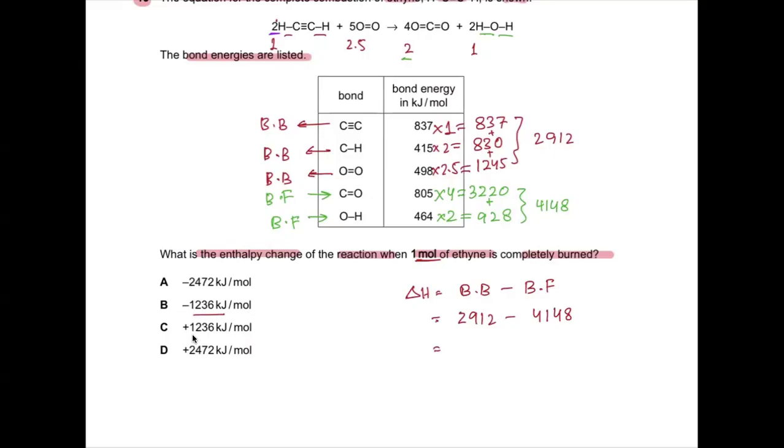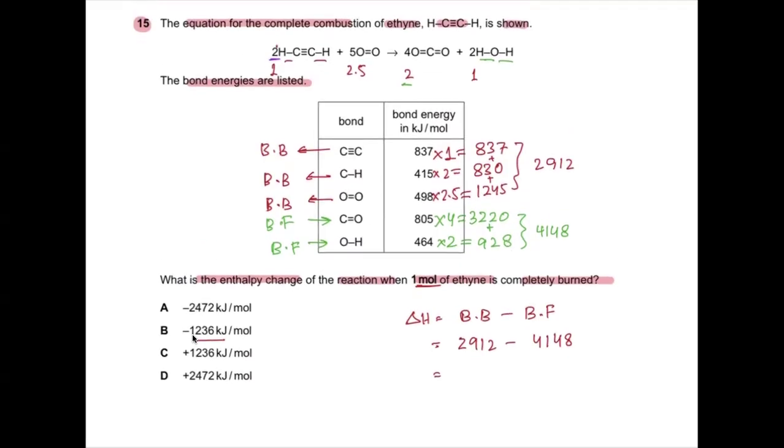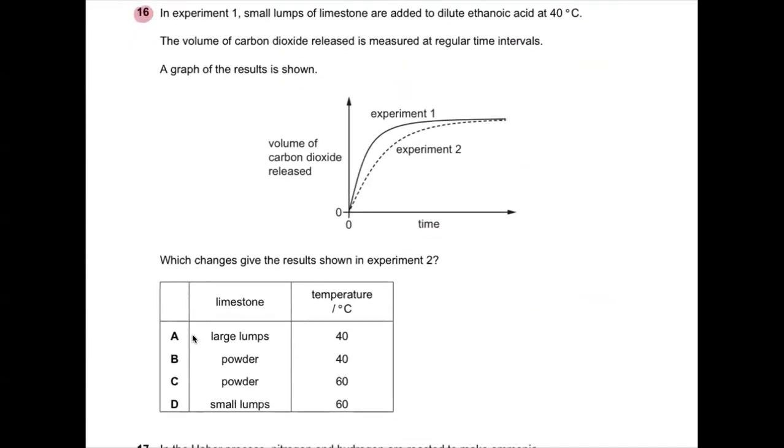Minus 1236. So A, B, A, C, and D are wrong. Minus 1236. So B is the correct answer. Is this clear to all of you? Yes, sir. Okay. Now, MCQ number 16.